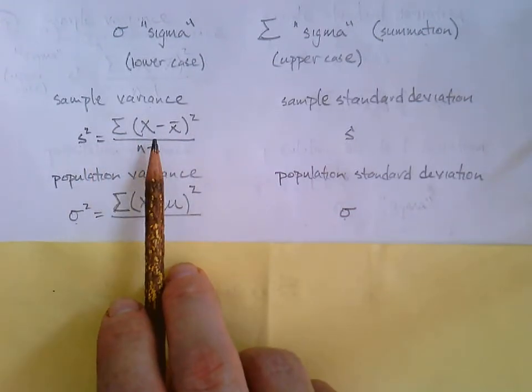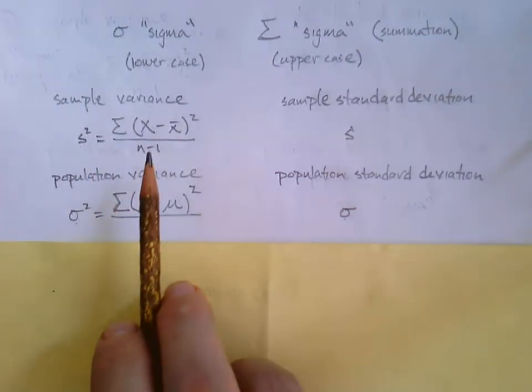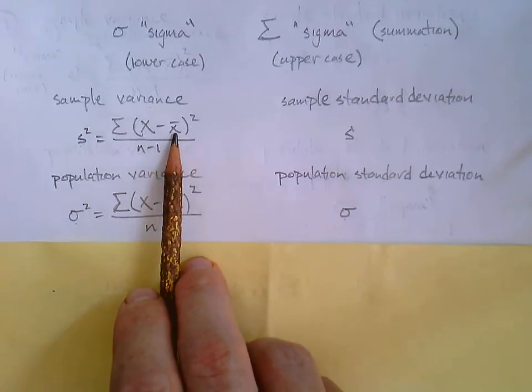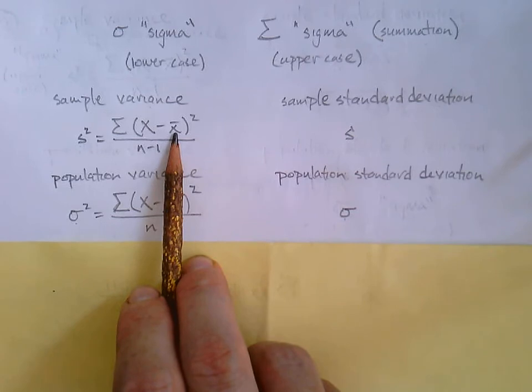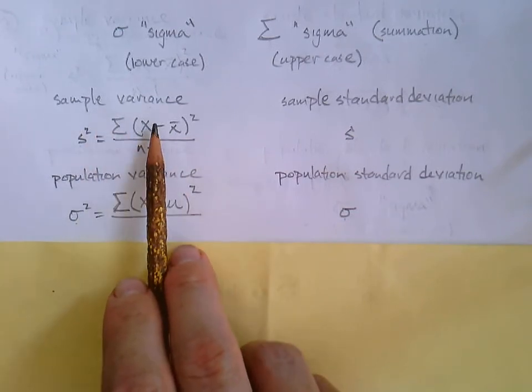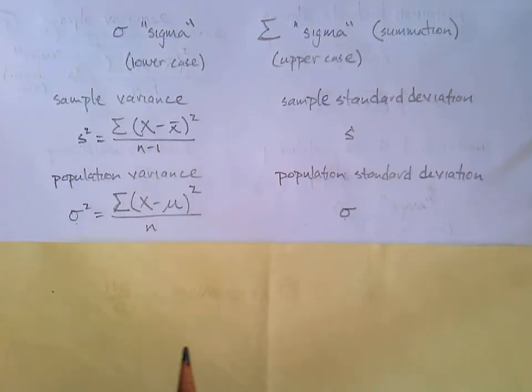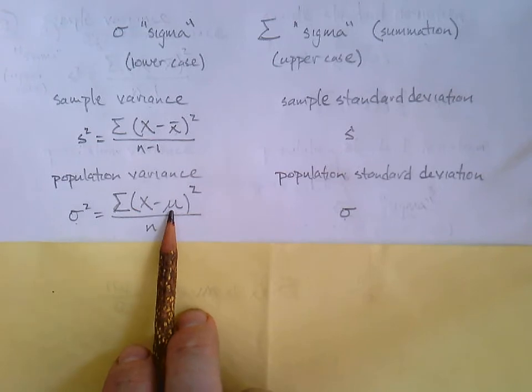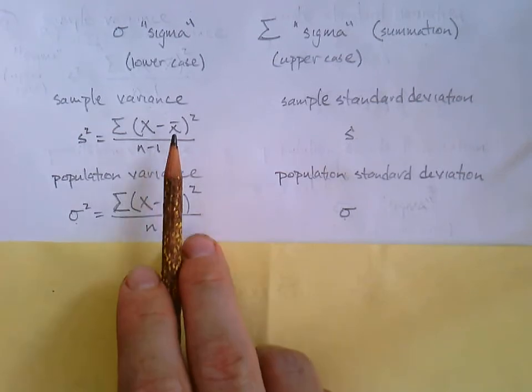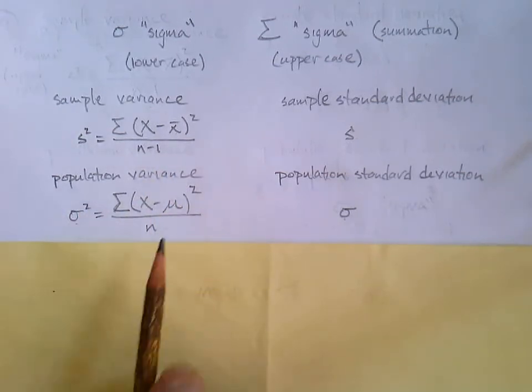What other things? Well, let's take a look at the sample variance first. You'll notice it has an X bar. You may remember that to be the sample mean. Sample variance uses the sample mean. The equivalent position in the population variance has mu. Well, that's the population mean. So the mean of the sample and the mean of the population makes sense.